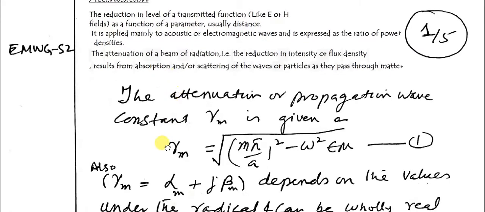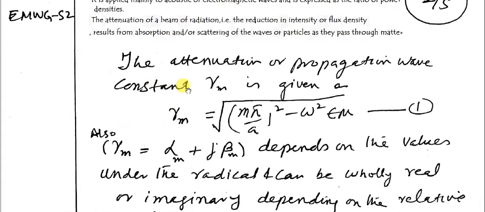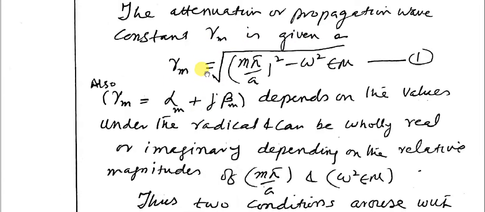We will be taking into account the various factors. The attenuation or propagation constant we denote as gamma. Let's write it as gamma m, where m are the various modes, so we introduce this small m in the subscript. So gamma m is given as the square root of (m pi over a) whole square minus omega square epsilon mu.